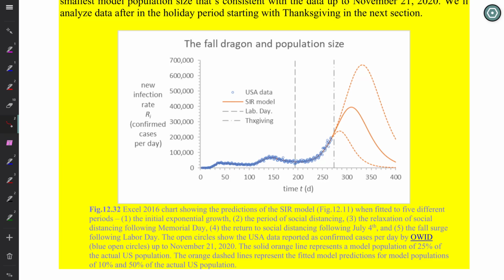The way that can be accounted for in the model is to make the model population a corresponding fraction of the actual US population. This figure shows a fit to the reported population up to Thanksgiving Day, together with the prediction for a model population that's 25% of the actual population. The dashed lines correspond to a model population of 10% and 50% of the actual population. Again, all three graphs show the characteristic inverted V shape of the exponential dragon.